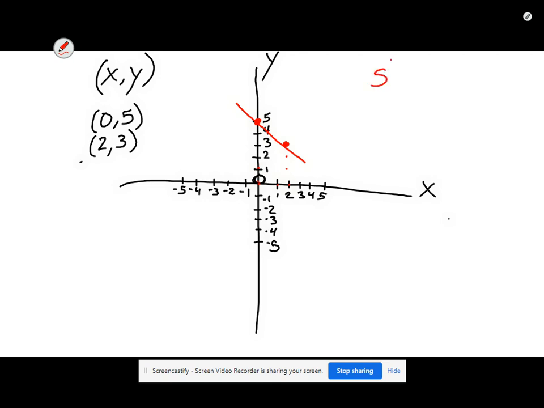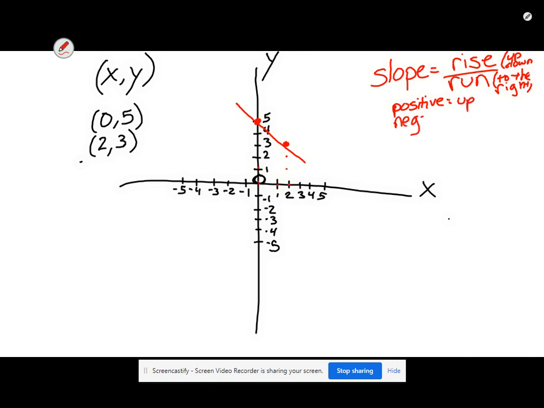So now the question was, can we review the slope? Remember, the slope is the rise over the run. The rise is your up or down. The run is to the right. When we're doing our slope, we have to remember positive slopes, we go up. Negative slopes are when we go down.